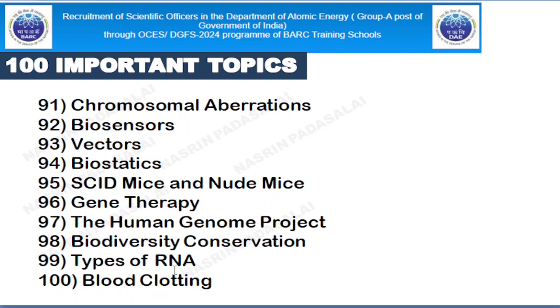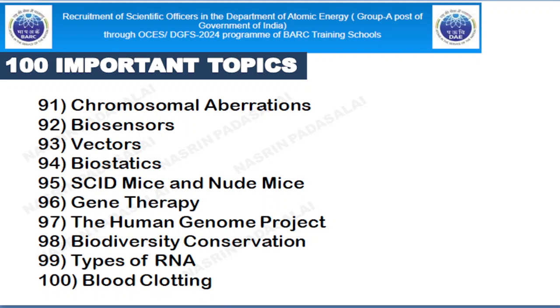Next is mice, knockout mice, nude mice, gene therapy, and the human genome project. Recently various innovations were made in the human genome project. Just try to understand what is going on in it and what the recent developments are. Next is biodiversity conservation, followed by types of RNA, starting from rRNA, mRNA, siRNA, miRNA, and all those things, how they are produced, what is the precursor of miRNA, what is the precursor of siRNA.